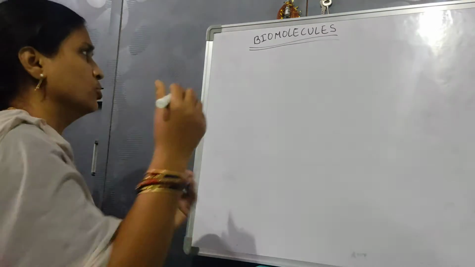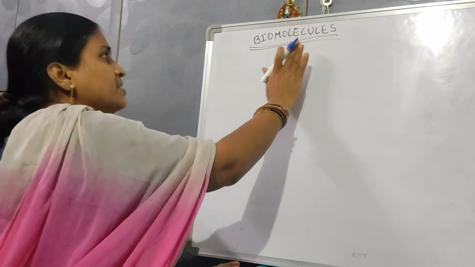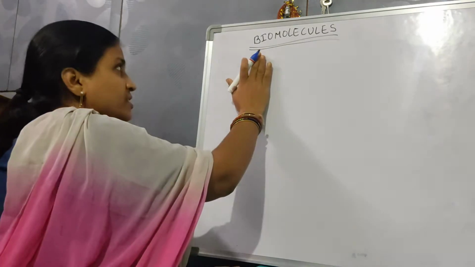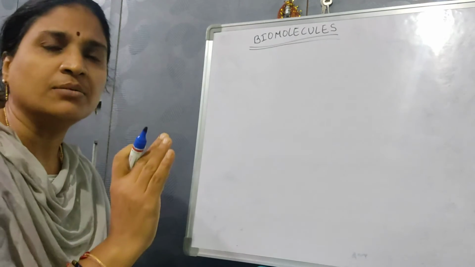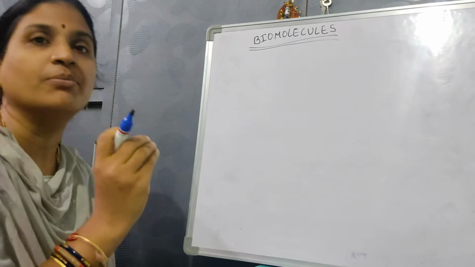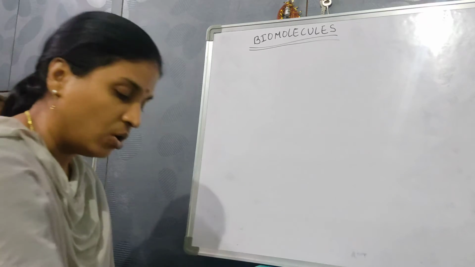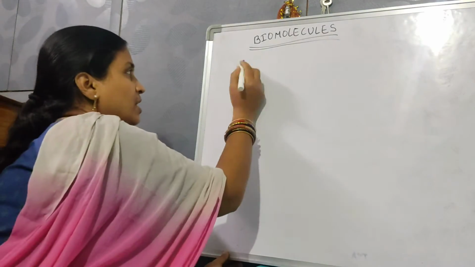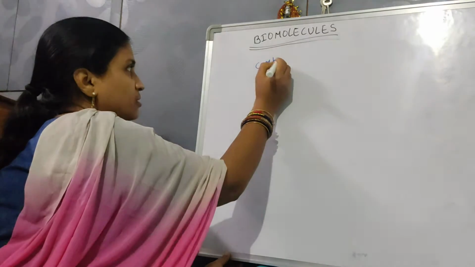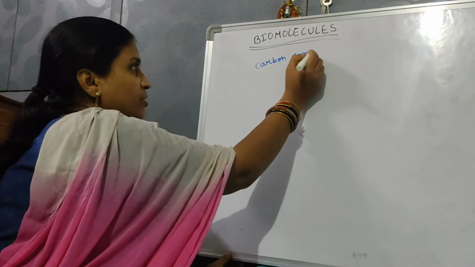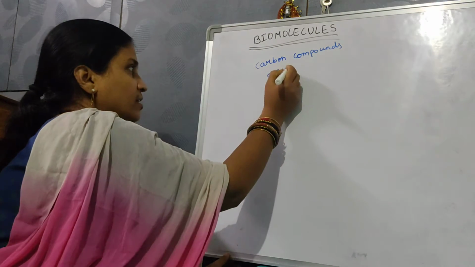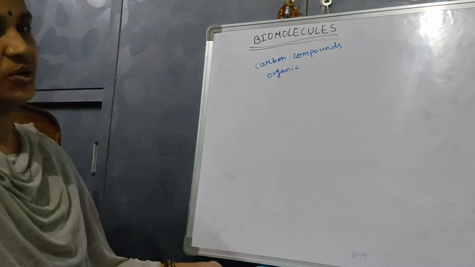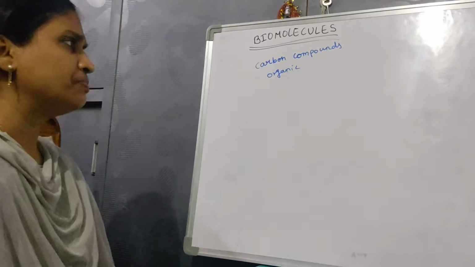So, what are biomolecules? The name itself says that these are the molecules or chemical substances which are present in life or living organisms. All the organic compounds comprising carbon compounds are nothing but biomolecules. Or you can say all the carbon compounds obtained from the living tissue are nothing but biomolecules, or organic compounds obtained from the living tissue.